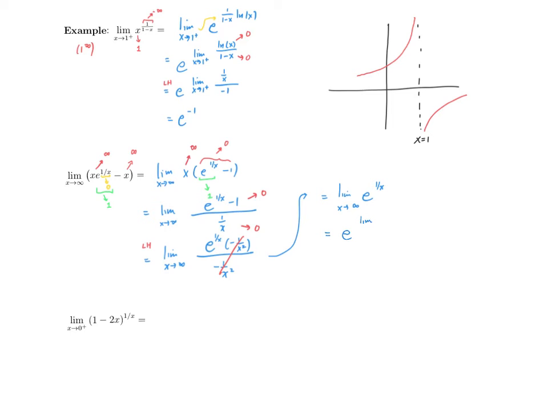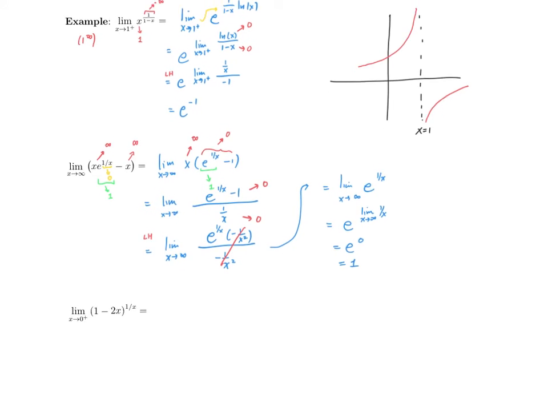We can push the limit inside the continuous function. As x goes to infinity, 1 over x is going to 0. Remember, dividing by something big gives you back something small. So we have e to the 0, which is 1. Precisely what we explained earlier.